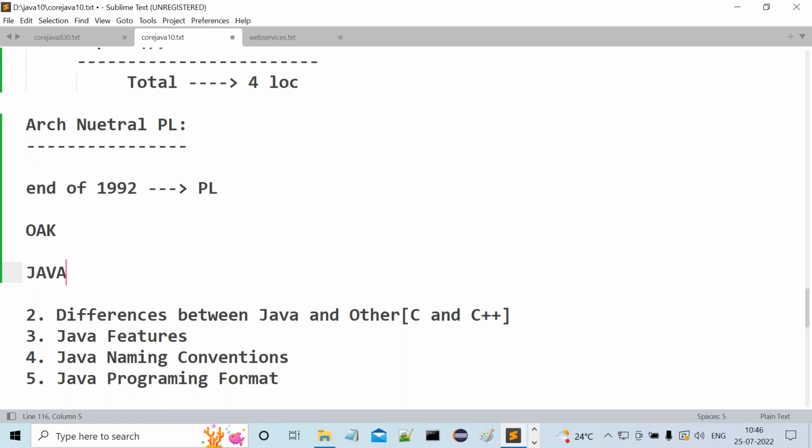Fortunate or unfortunate, Sun Microsystems has accepted that opinion, and finally they have given Java as the name to the new programming language. From that time onwards, the name for this new programming language is Java. Actually, this is what Java is. It's a coffee name. Am I right or not?